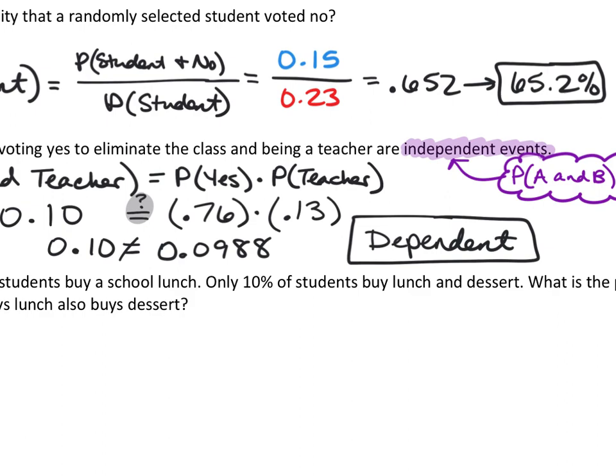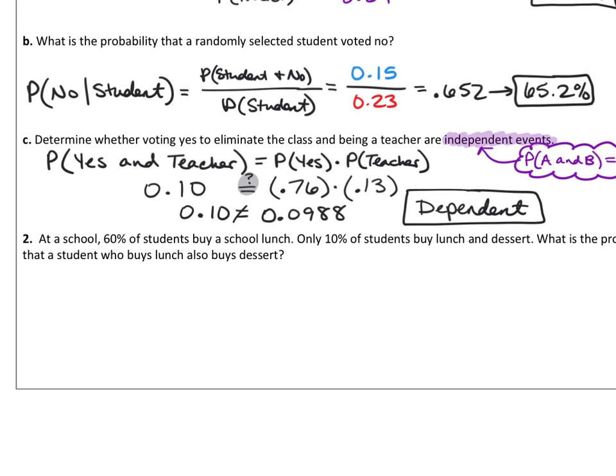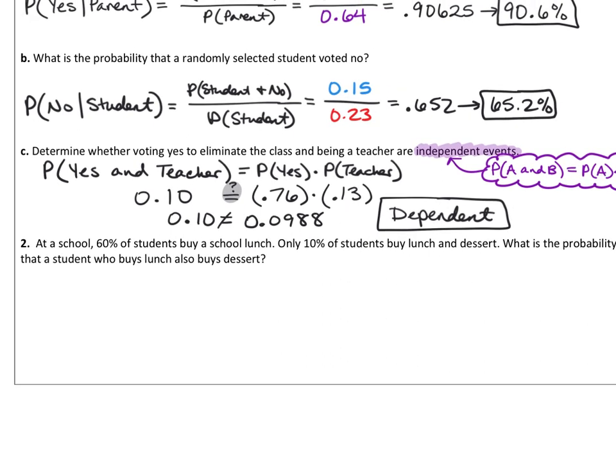And additionally, conditional probability doesn't always come from when you have a two-way table. In example 2, this is going to be a conditional probability question, but I did not give you a two-way table to get the information. It says, at a school, 60% of students buy a school lunch. Only 10% of students buy lunch and dessert. What is the probability that a student who buys lunch also buys dessert? So we are asking for the probability that a student buys lunch and dessert given that they buy lunch. L for lunch, D for dessert. Is everyone okay with that? So I don't have to write those words out.